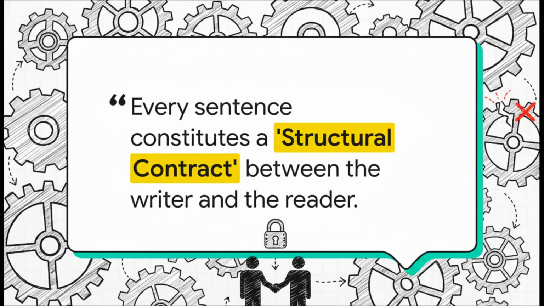What we found really fascinating in these sources is this concept of a structural contract. Basically, every single sentence you put down constitutes a binding agreement between you and the reader. This contract mandates that you, as the writer, promise to provide a complete, clear, and logically sound unit of information. So when you make grammatical mistakes or build sloppy, rushed sentences, you aren't just making a minor stylistic error. You are actually breaching a professional contract. You're failing to deliver the goods you promised to your reader.